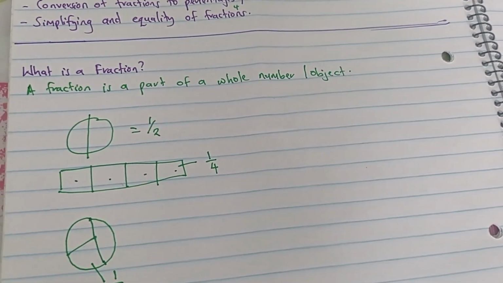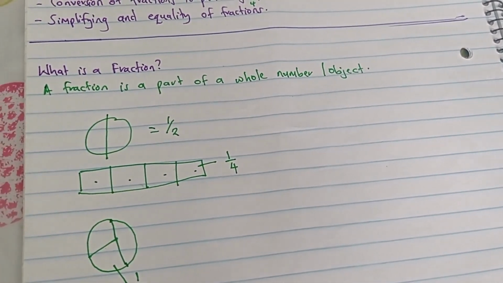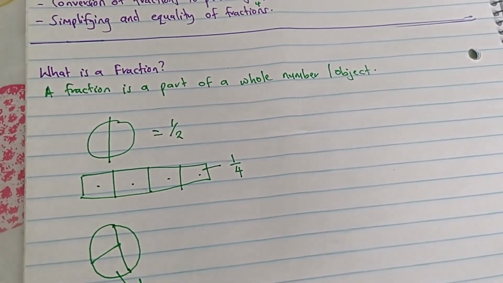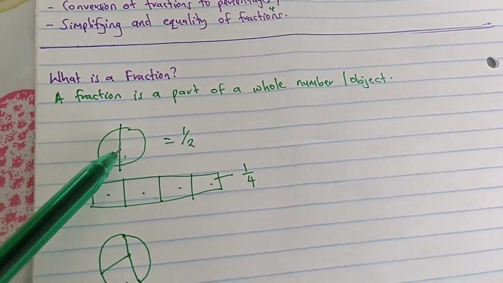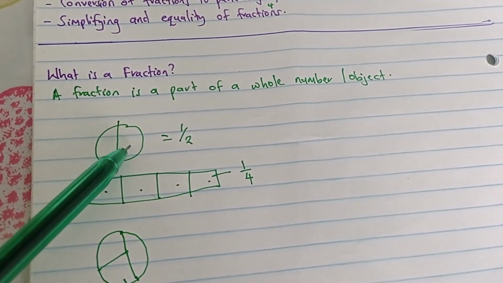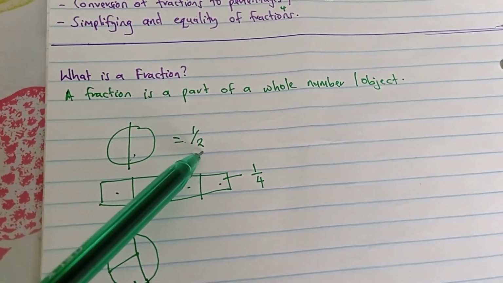So we start with what is a fraction. We can say that a fraction is a part of a whole number or an object. For example, let's say this is an orange. Then you cut it in the middle. So there'll be two parts. One part is a half. This is a half of an orange. This half is what we call a fraction.